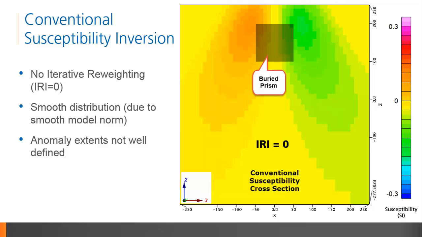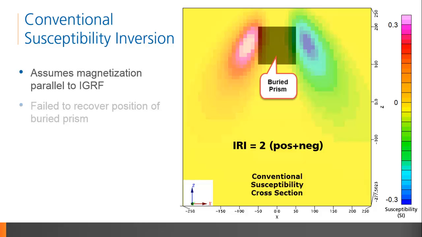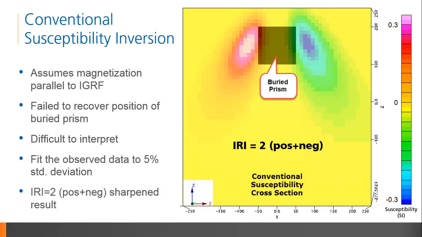To better define the extents of the anomaly, I apply iterative reweighting inversion focusing on a subsequent model. Using IRI to focus both ends of the susceptibility distribution, we can see that the anomaly is more refined. However, the model still does not recover the true location of the buried prism.